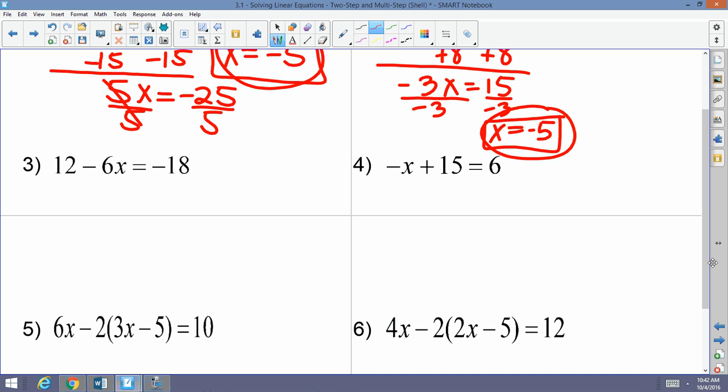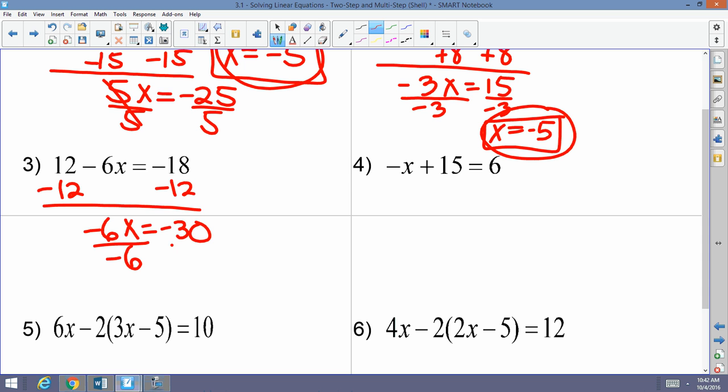Okay. Number 3. What do we do in this particular case here? We got 12 minus 6x equals negative 18. So what do we do? Yes, sir. You're exactly right. You're going to undo addition subtraction first. So you're going to subtract 12 to both sides. Negative 6x equals negative 30.